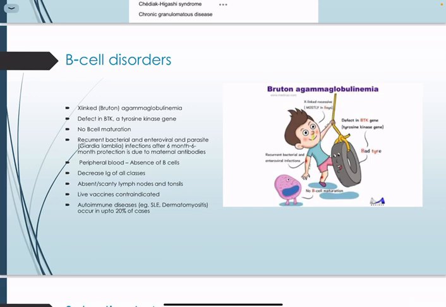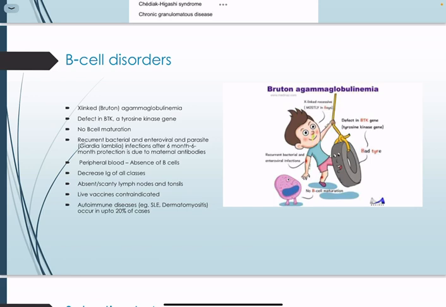It's extremely contraindicated to give live attenuated vaccines because you're going to end up with life-threatening disseminated infection. And those patients are not only susceptible to severe life-threatening bacterial and enteroviral infection, but are also very susceptible to autoimmunity like SLE, and the percentage is very high. About 20% of them will at some point in their life develop an autoimmunity like SLE.